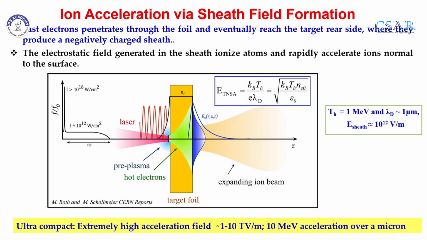As I showed in the previous slide, if you have a thicker foil, the source is diverging, so the number of fast electrons per unit area decreases and the sheath field decreases, which is not able to confine the electrons in the foil. This is a simple number which we have calculated. If you take a fast electron beam of 1 MeV and an extent of 1 micron, a sheath field of 10 to the 12 volt per meter can be generated. So this is an ultra-compact, micron-size source, and this field of 1 to 10 teravolt per meter can give a proton or ion beam of 10 MeV over a distance of 1 micron.